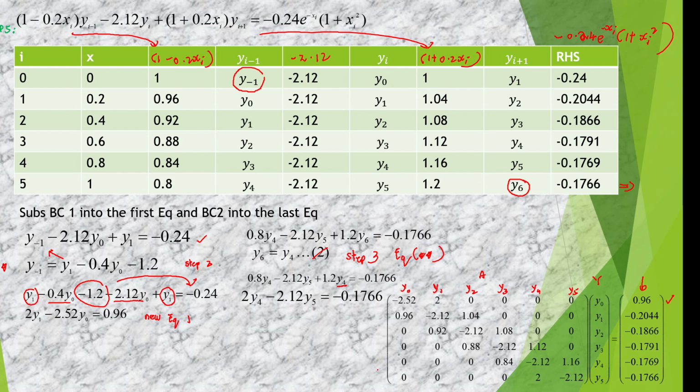So we don't have y naught, y1, y2, y3, so they are 0 here. After that, you may read back here.